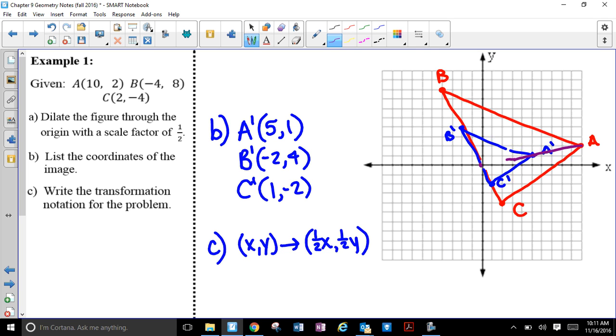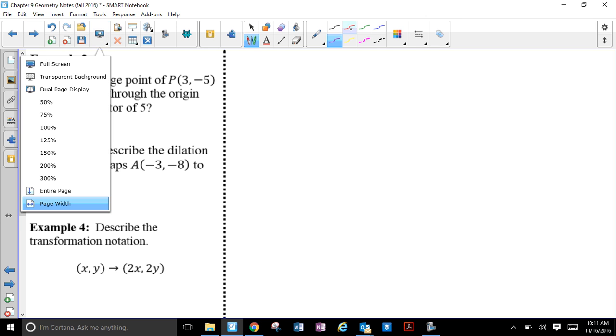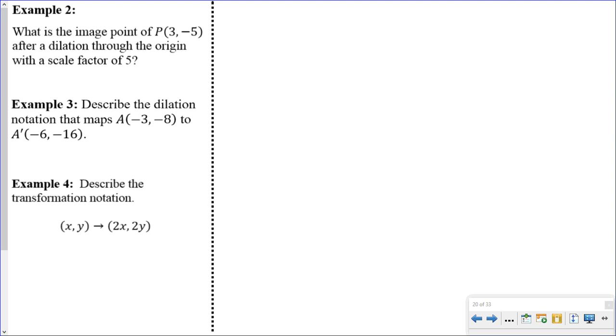Okay. All right, so let's go to the next one. Okay, so then there are some that you'll have to do that are not related to graphs. I mean, they have graphs, but you don't have to graph it. What's the image point of P, which is at 3, -5, after a dilation through the origin with a scale factor of 5? So go ahead and pause it and try that problem.